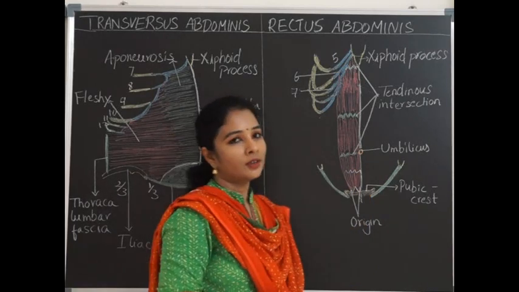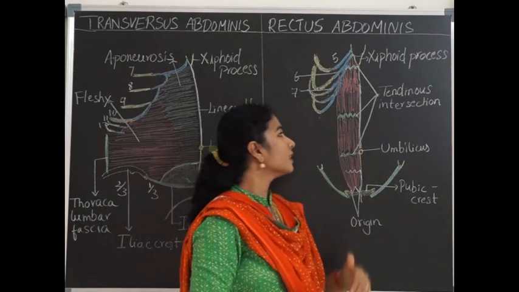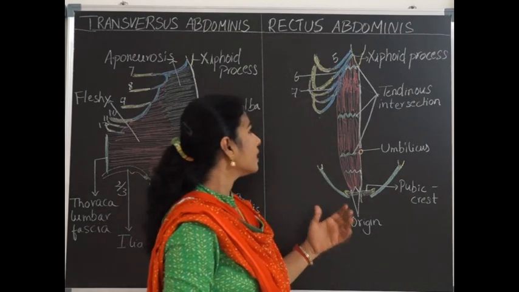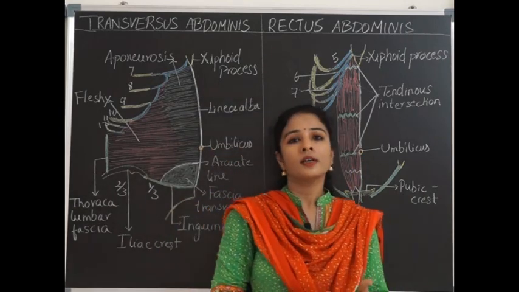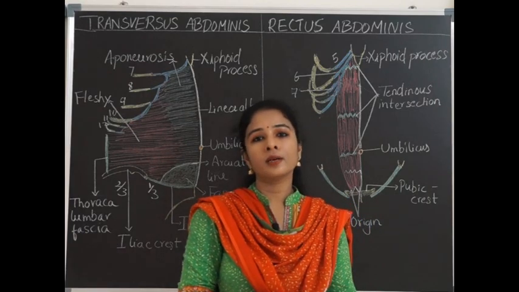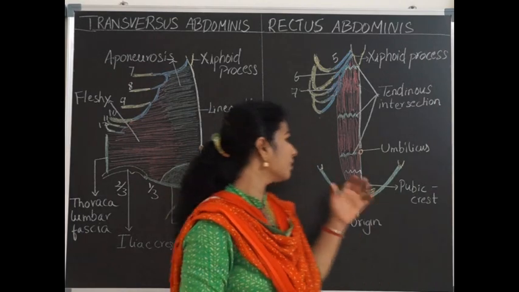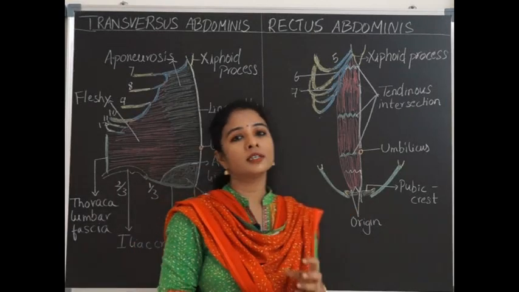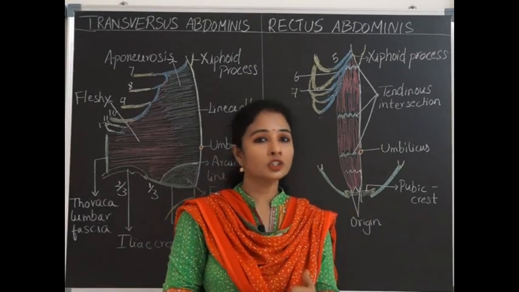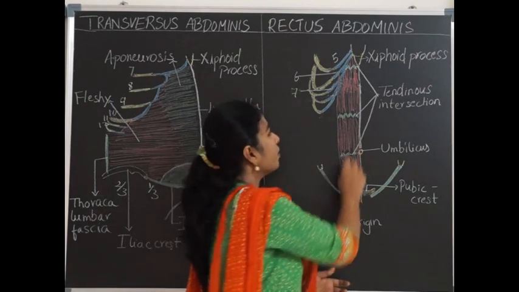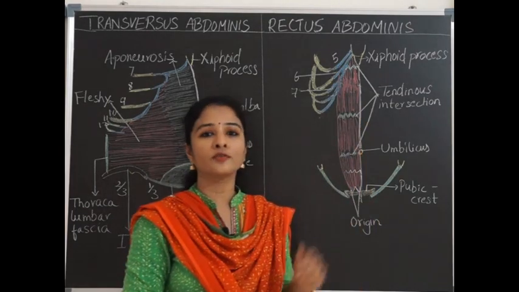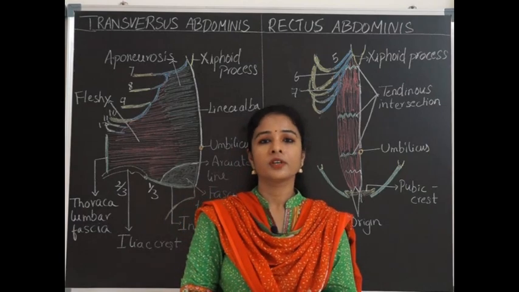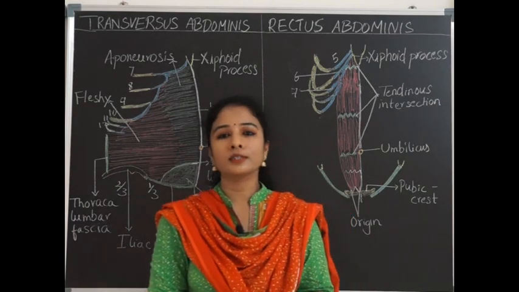It is not seen in all, and these tendinous intersections may show that the rectus abdominis muscle embryologically might have developed in segments. That is the reason we are seeing these tendinous intersections. But functionally, it makes the rectus abdominis muscle a very strong muscle because the number of fibers is increased because of these tendinous intersections. So that is about the rectus abdominis muscle.